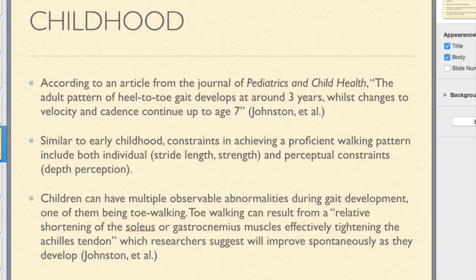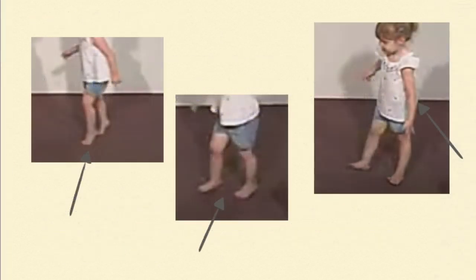A common observable abnormality during childhood gait development is something called toe walking. Toe walking in childhood can result from a shortening of the lower leg muscles, leading to tightness of the Achilles tendon and the inability to flex the ankle and proficiently move in a heel-to-toe pattern. As you can see in these images, the child occasionally walks on her toes, meaning she may need time to develop her lower leg muscles.